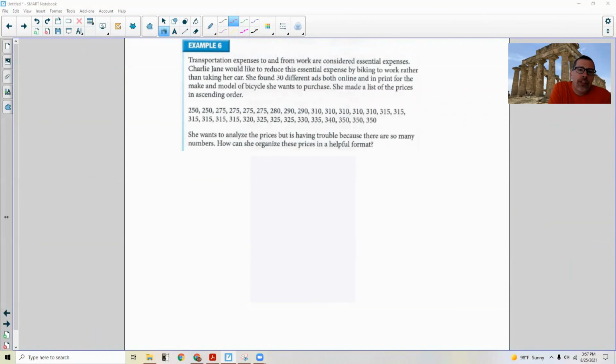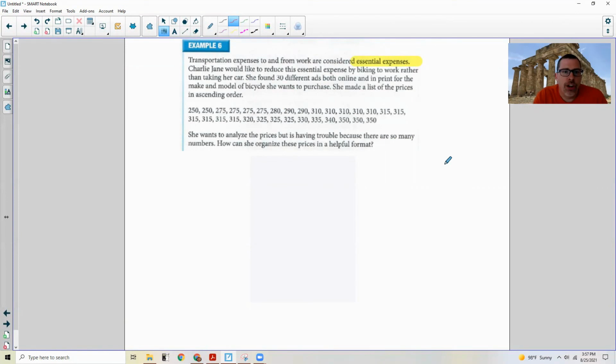Okay, example 6 says transportation expenses to and from work are considered essential expenses. So there's the other word finally brought to us, brought to you by the letter E, essential expenses. Essential meaning it's necessary. Transportation expenses. You can't make money if you don't go to work, and if you don't transport there, you can't get there to make the money. So it's essential.